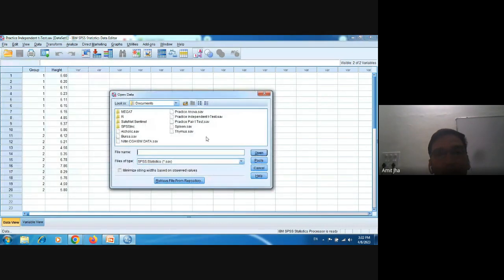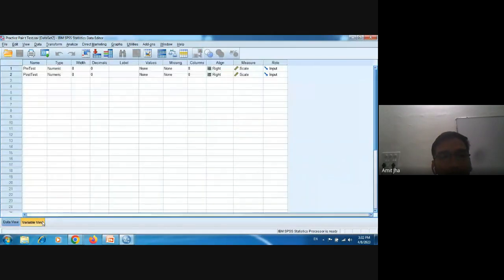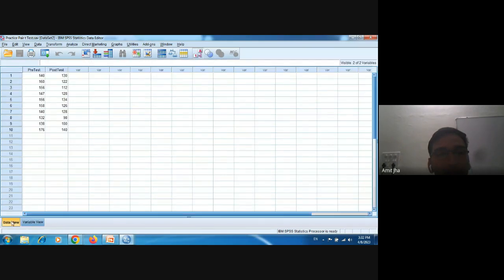Now let's go for the paired t-test. Look again, we are having a practice paired t-test. We will open it. Now look, first we will see the variable view. Look, in variable view, we are having a pre-test and post-test, and both are under the measure under the scales. Now, as I have already filled the data, look, pre-test, these are the values of, say, glucose level before administering the drug or medicine, and this one is after. So we are having two sets of data from the same subjects.